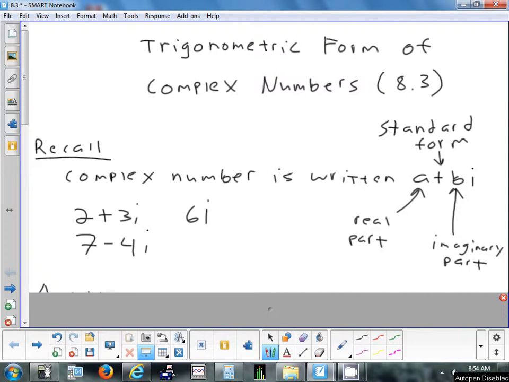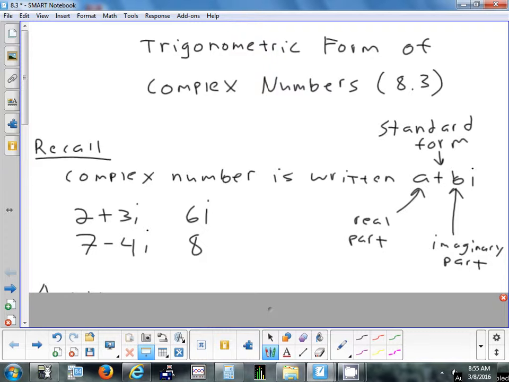That one doesn't have a real part, so in this case the real part is what? 0. The imaginary part is 6. You could think of it as 0 plus 6i. There's no real part there. The other examples I gave had both a real part and an imaginary part. Even this is a complex number. What's the imaginary part of 8? 0. 0i.